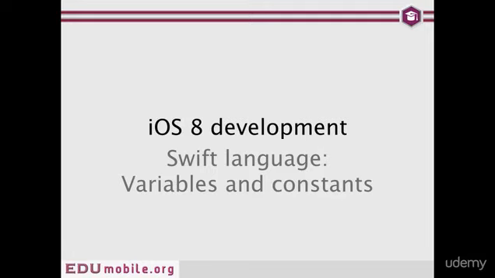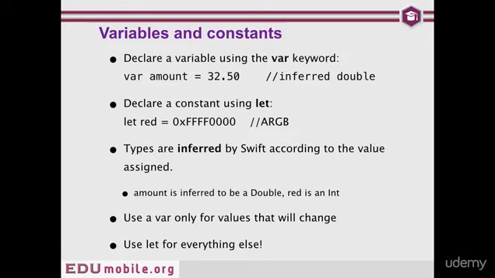The first thing we talk about in any language, aside from Hello World, is the variables and constant declarations in that language. Constants are very important in Swift, and we'll talk about that here in just a moment. So how do we declare these things? We declare a variable using a keyword var. Here we have a variable declared with a name amount and set equal to 32.5. This is inferred to be of type double.